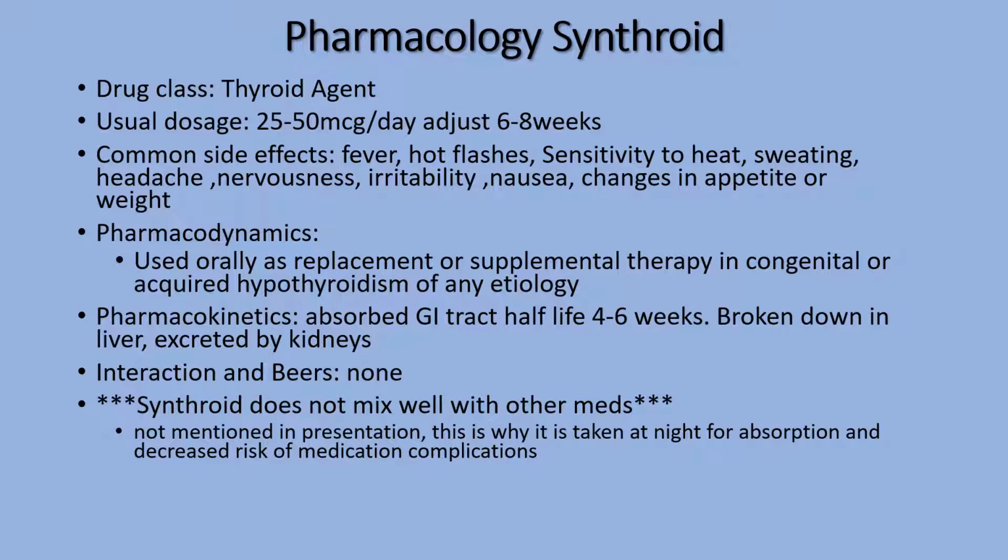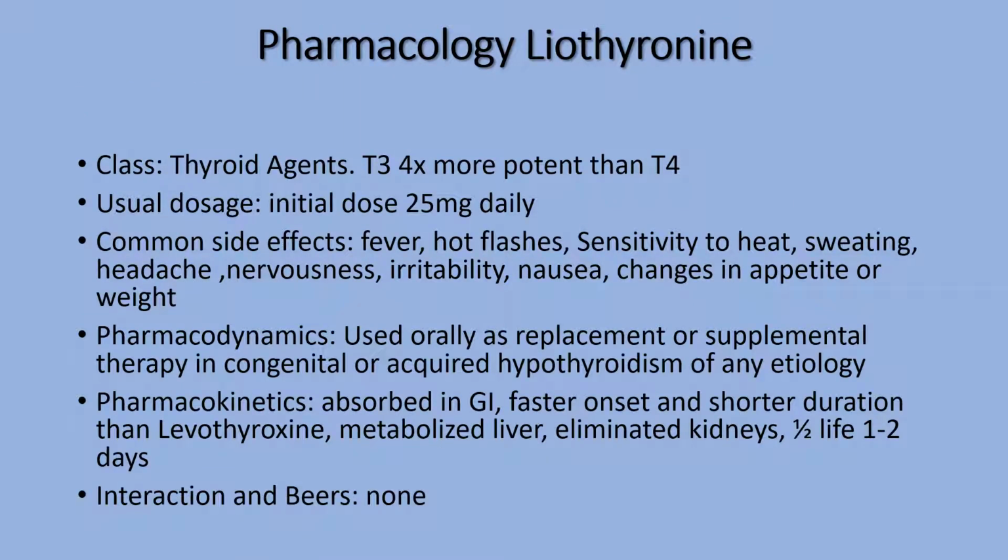The pharmacokinetics: it's absorbed in the GI tract, has a half-life of 4 to 6 weeks, is broken down in the liver, and is excreted by the kidneys. And the interaction in the Beers criteria is none listed. The next medication for hypothyroidism is liothyronine, which is also a thyroid agent.